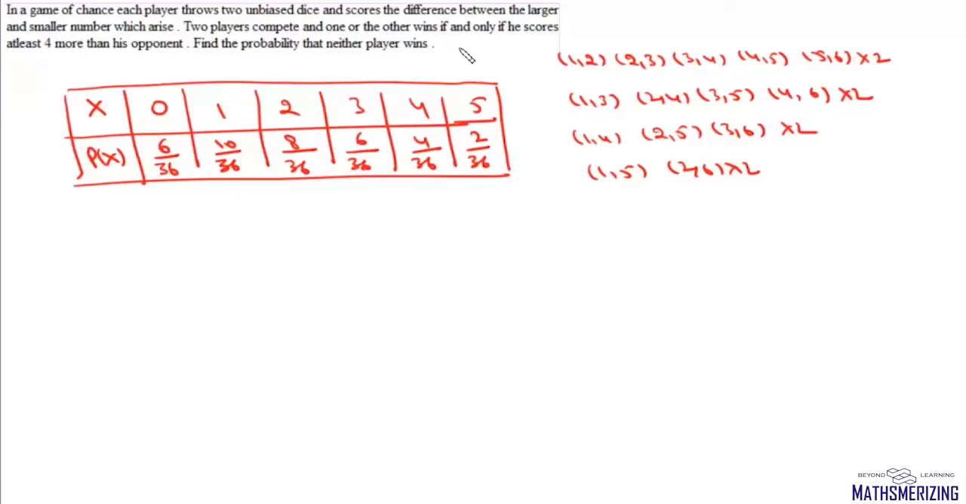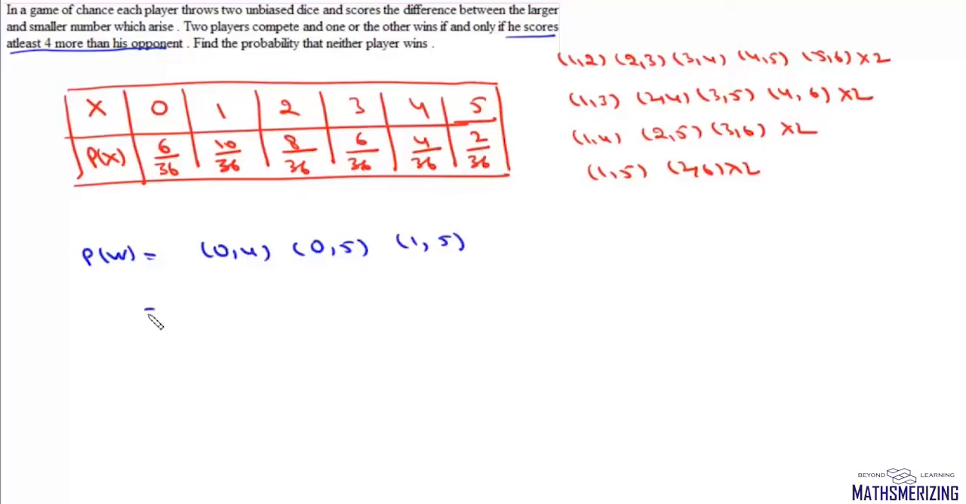Now it says 2 players compete and one or the other wins if and only if he scores at least 4 or more points than his opponent. Find the probability that neither player wins. What we'll do is we'll find the probability that one of them actually wins the match. So the person is going to win if there is a margin of at least 4. So it can be either 0-4, 0-5 and 1-5. So these are the only 3 cases possible.